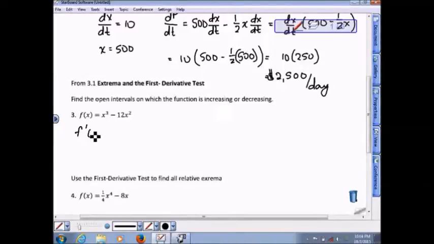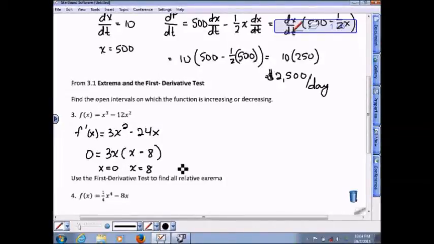So we take the first derivative, which is equal to 3x squared minus 24x. Okay, now we need to set the first derivative equal to 0 to find critical values. So 0 is equal to 3x times x minus 8, which means the critical values are x equals 0 and x equals 8.